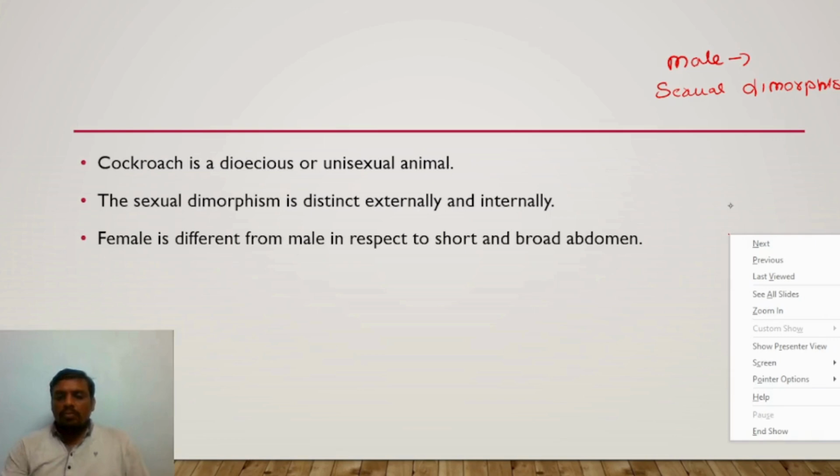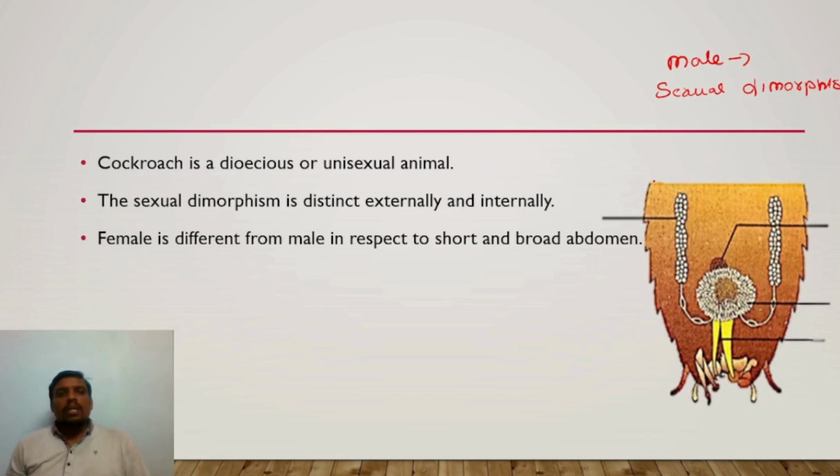Now let us see how the male reproductive system of a cockroach looks like. This is commonly called the male reproductive system of a cockroach, consisting of, as you can see here, a testis. Now this is a testis.